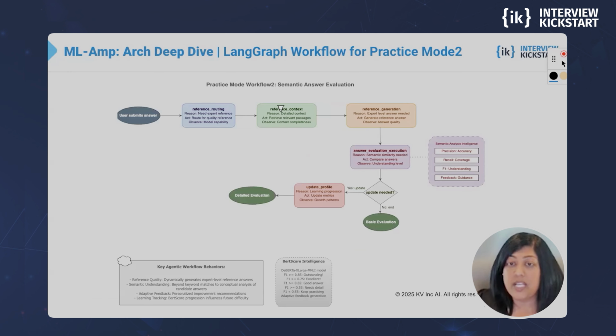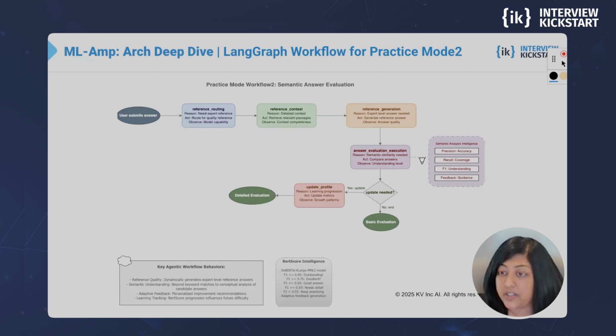The second workflow is the answer evaluation. Again, a few agents working together to evaluate what the user has submitted as a response to each question in the practice mode workflow. Okay, so I won't go over each of these, but I wanted to leave a visual in terms of how this is working together.